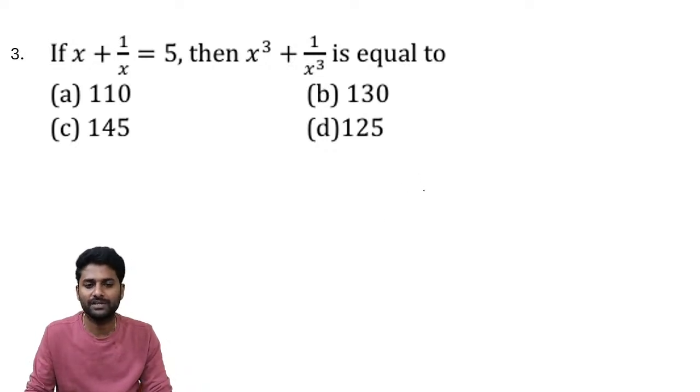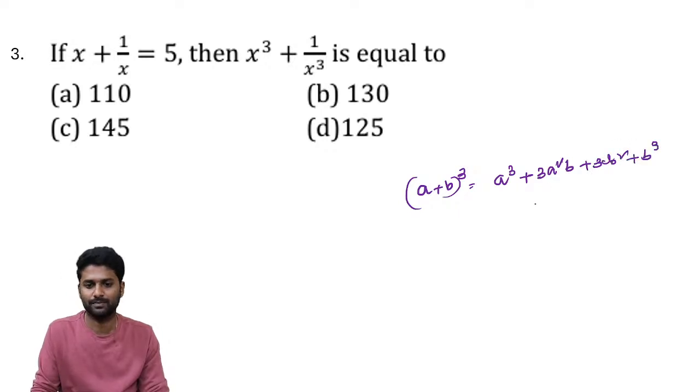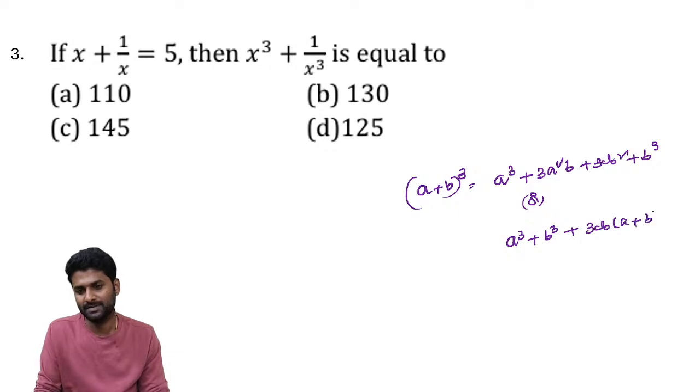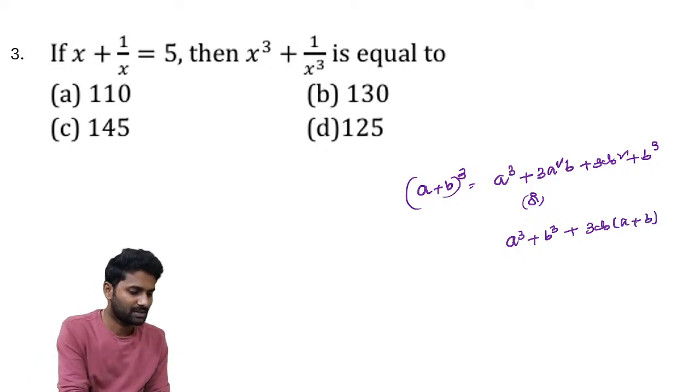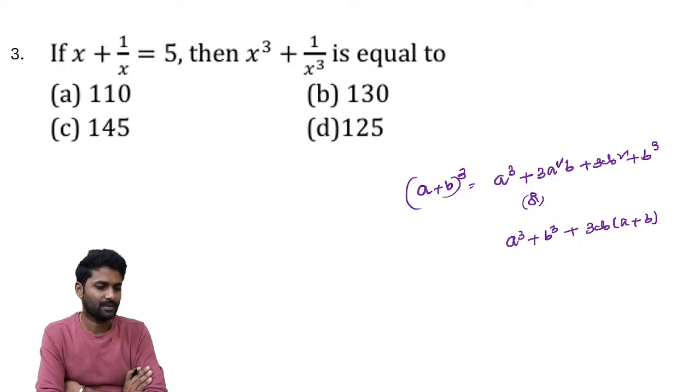Now you should be aware of this formula. (a plus b) whole cube is equal to a cube plus 3a square b plus 3ab square plus b cube. Based on the question, you have to take that conversion form: a cube plus b cube plus 3ab into (a plus b). So these are the two formulas you have to use for this question. Based on the question, consider one of those forms.